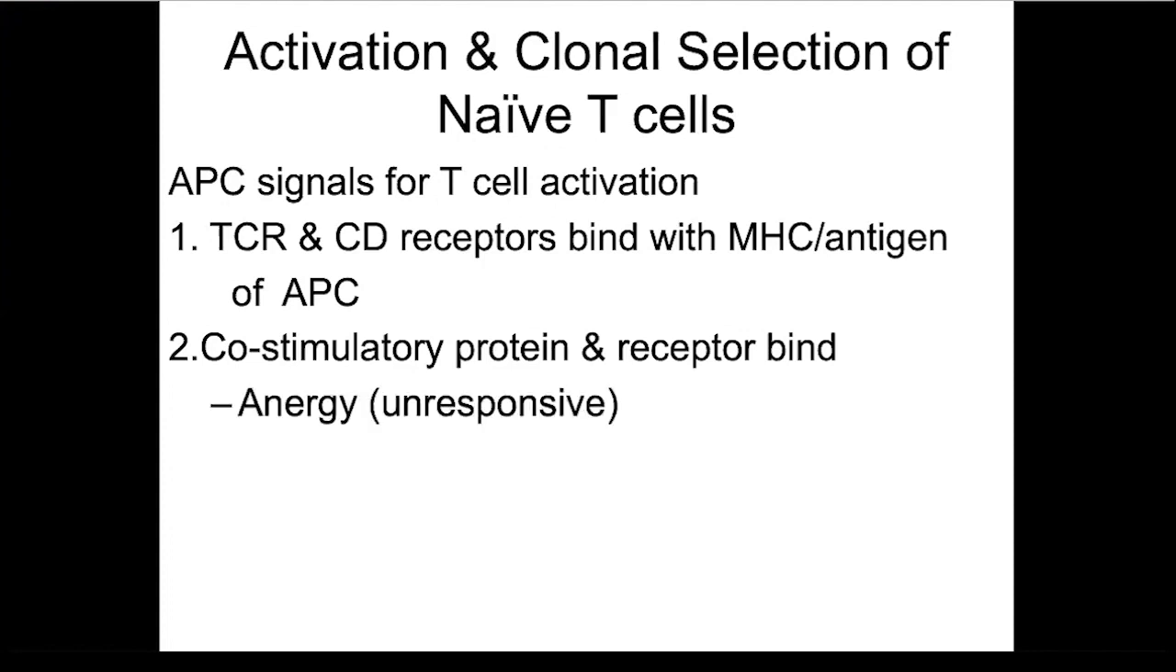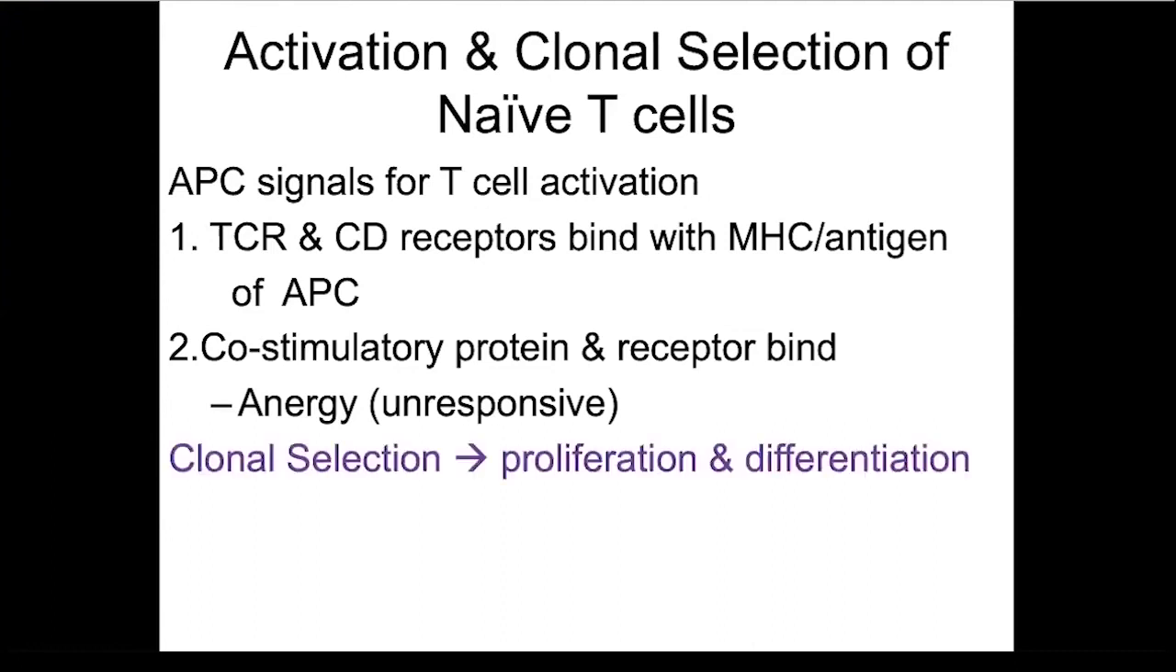If these two signals do not occur, the T cell will become unresponsive to its antigen, and it may even undergo apoptosis, cell suicide. But anergy is the term meaning unresponsive. If that antigen is a self-antigen, you do not want the T cell activated against a self-antigen. So this is just a protective mechanism. Both signals have to occur in order for activation of a naive T cell. If both signals do not occur, anergy usually happens, or apoptosis.